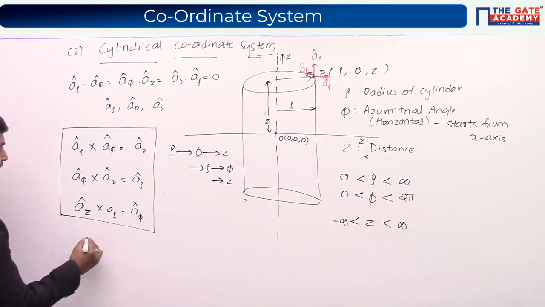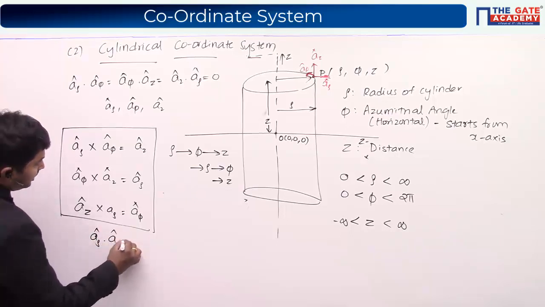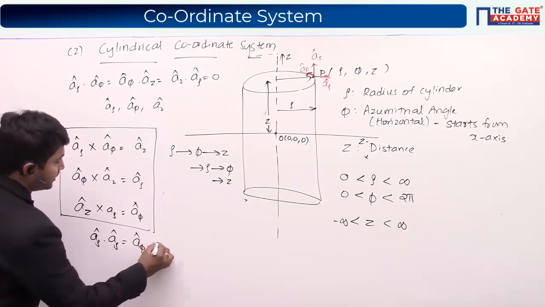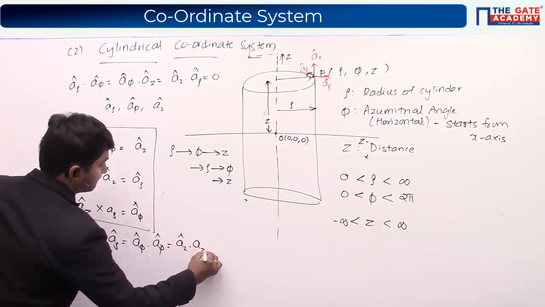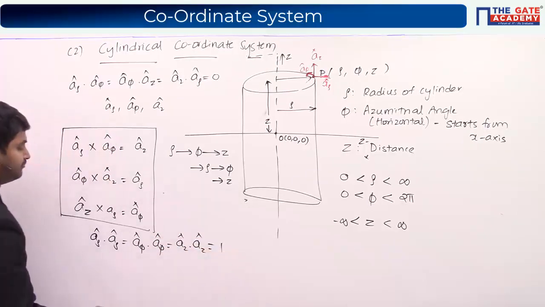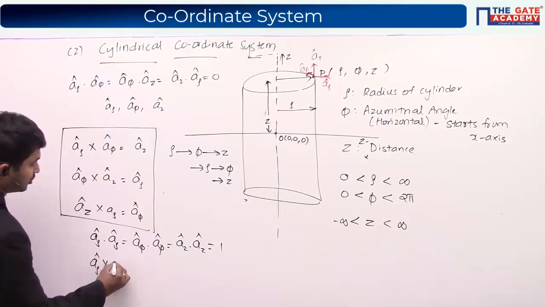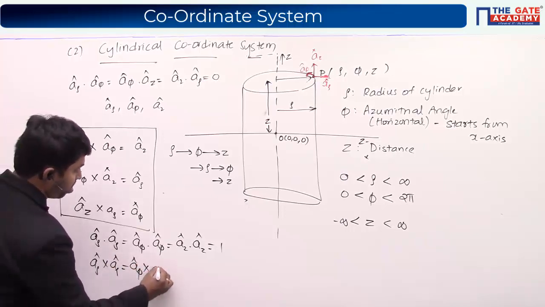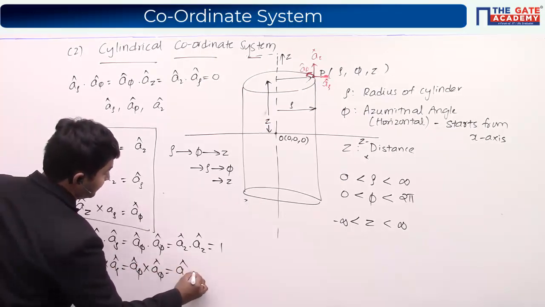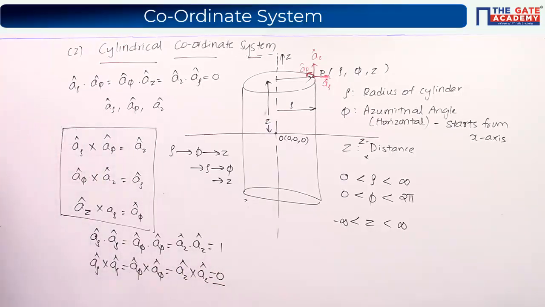And of course, for parallel vectors, aero dot aero is equal to A phi dot A phi is equal to Az dot Az, and the value is equal to 1. For the cross product of parallel vectors, aero cross aero, A phi cross A phi, Az cross Az, the result is going to be equal to 0.